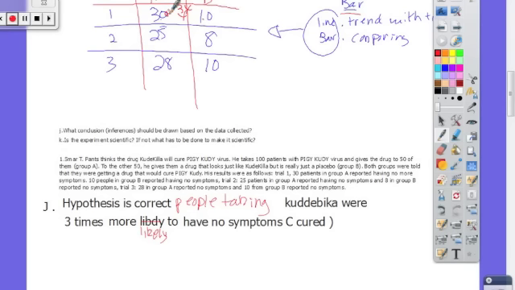Okay? So then over here, we look at 25 and 8. 8 and 2, 25 will be about 3. 8 times 3 is 24. You get a remainder, we're rounding. That's still 3 times more likely to have less symptoms if they took the medication.